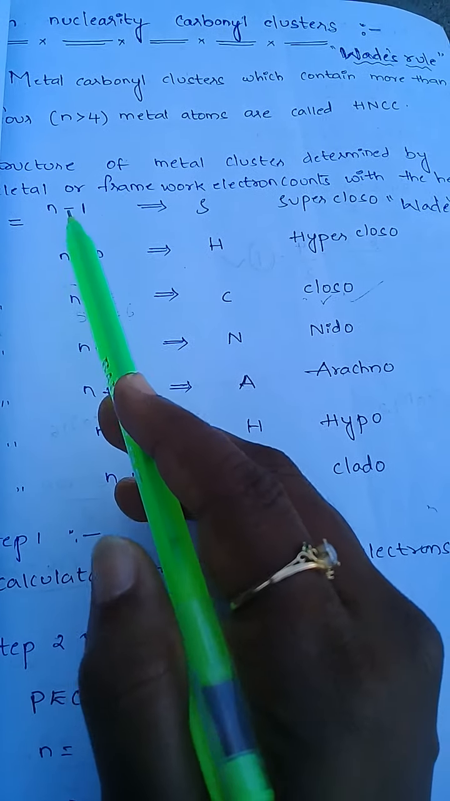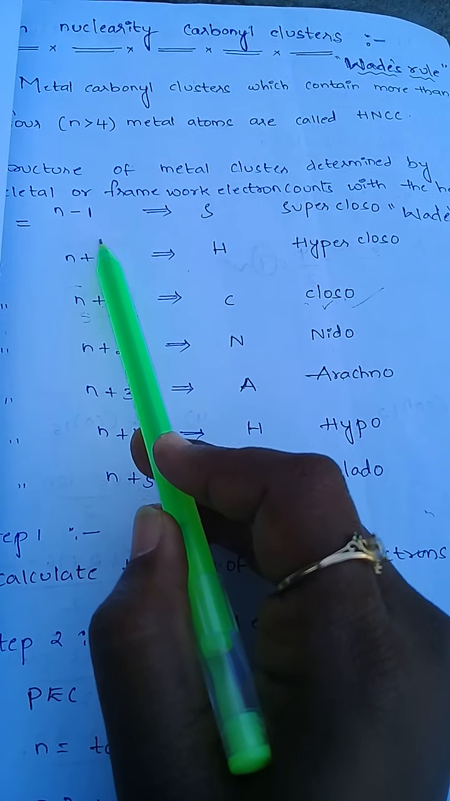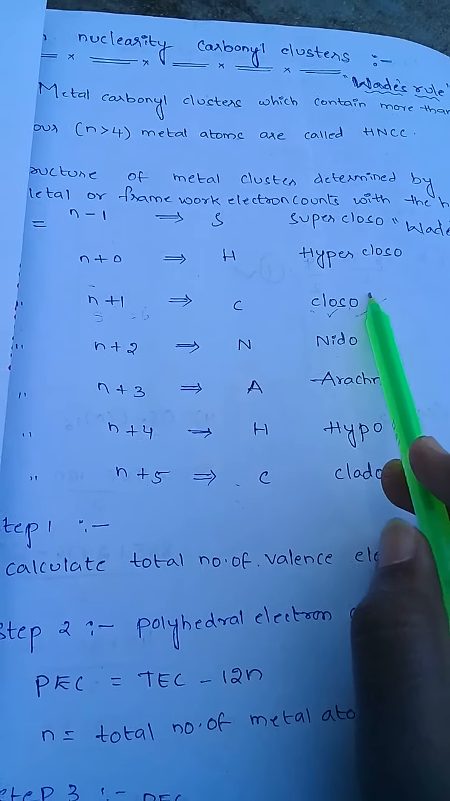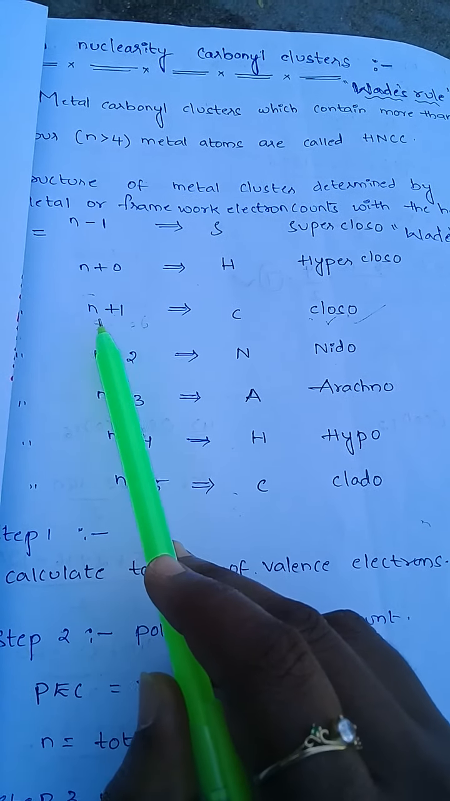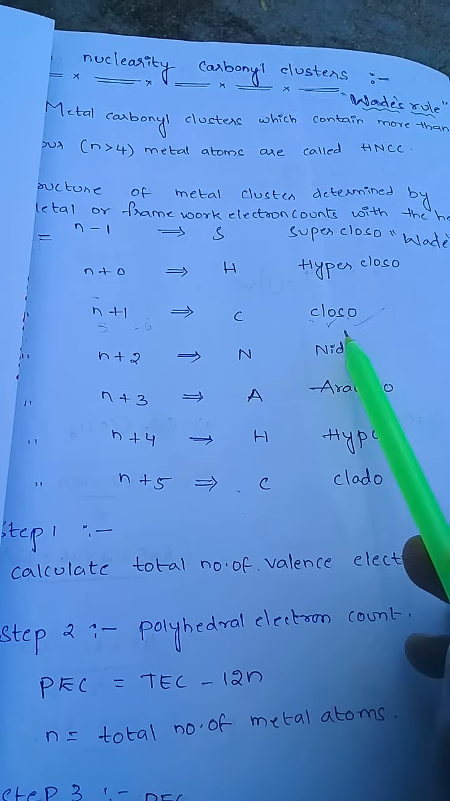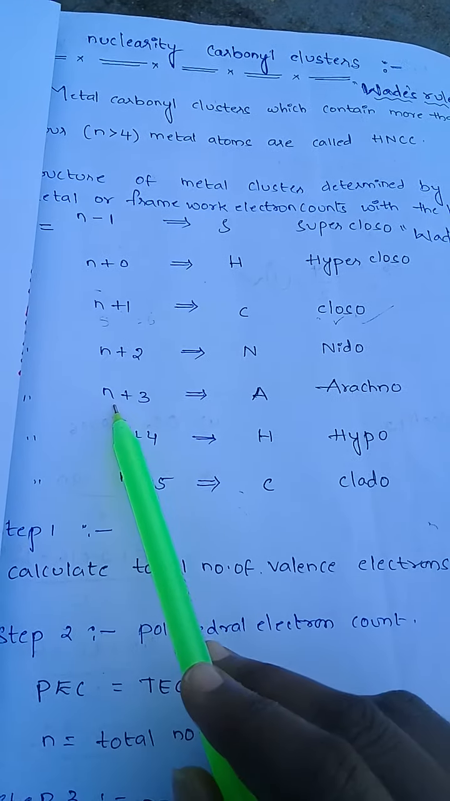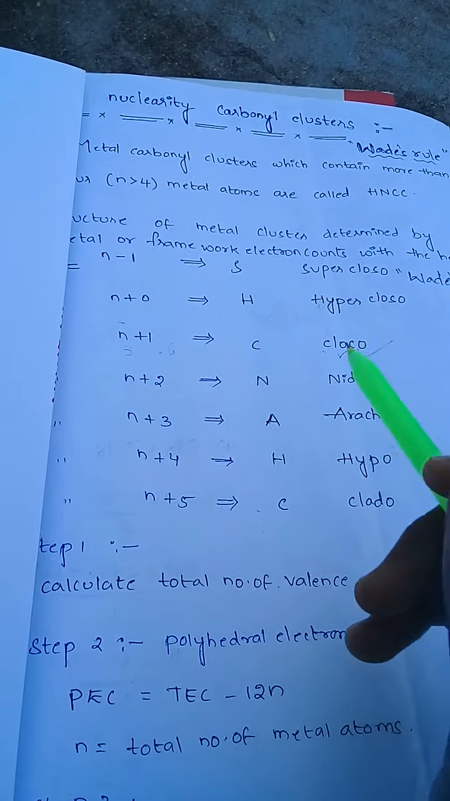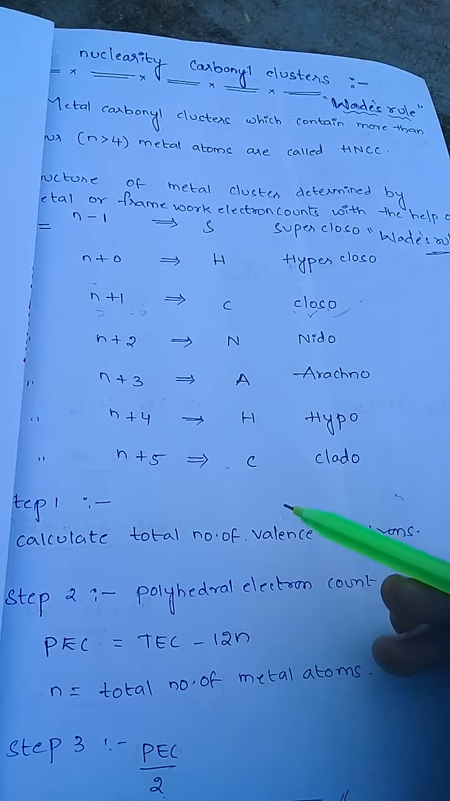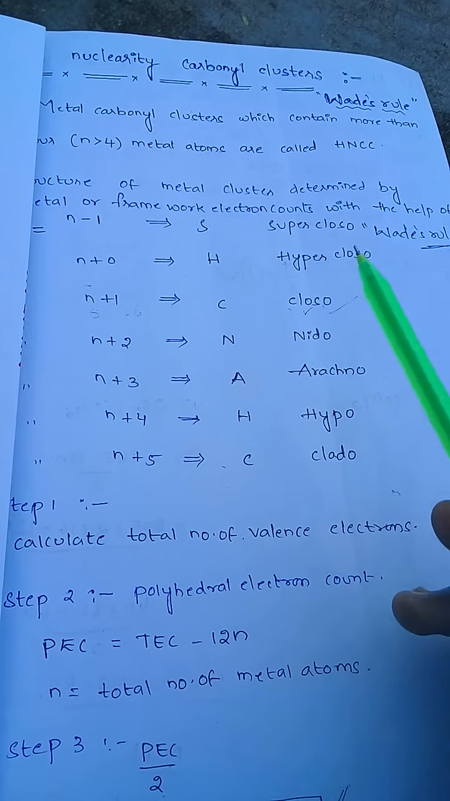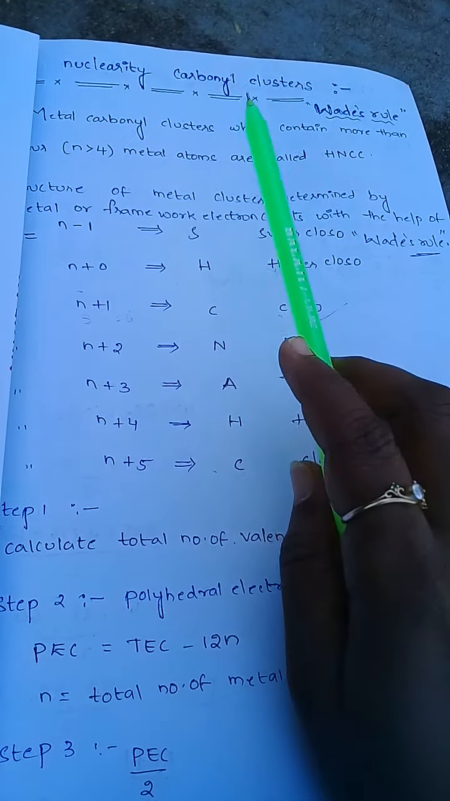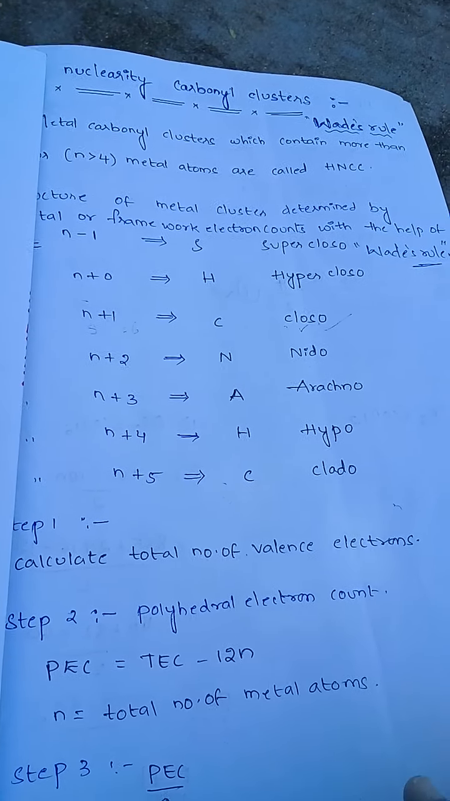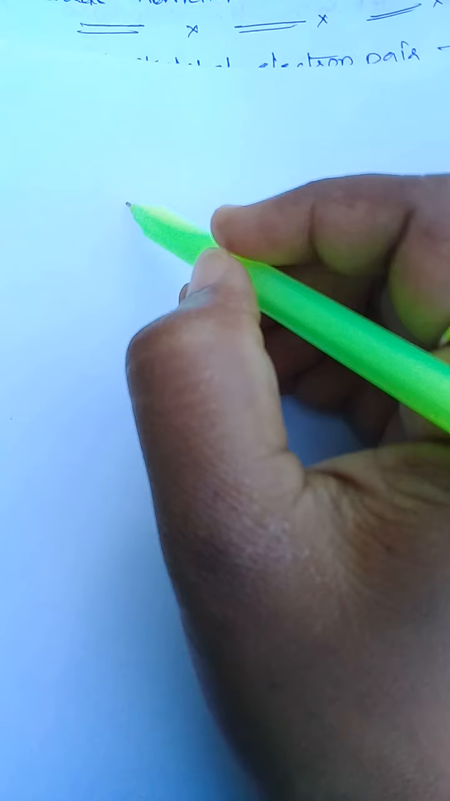If the skeletal electron pairs obey n minus 1, it means supercloso; n plus 0 means hypercloso; n plus 1 means closo; n plus 2 means nido; n plus 3 means arachno; n plus 4 means hypo; and n plus 5 means clado. This is the way to find the skeletal structure for carbonyl clusters, and today we are going to find the structure for boranes and carboranes.